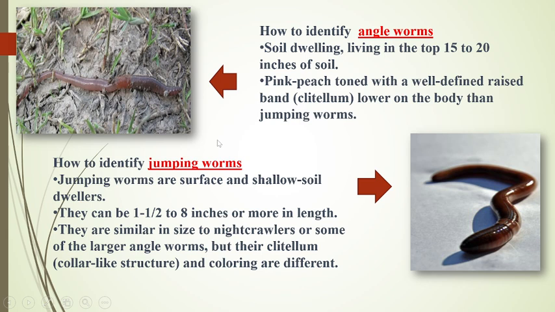Then we can talk about jumping worms. Jumping worms are surface and shallow soil dwellers. They are mainly epigeic. They can be 1.5 to 8 inches or more in length. They are similar in size to night crawlers or some of the larger angleworms, but their clitellum, the collar-like structure, and coloring are different. Look at here, it is shining and the part is pale color. This is mainly the clitellum band.